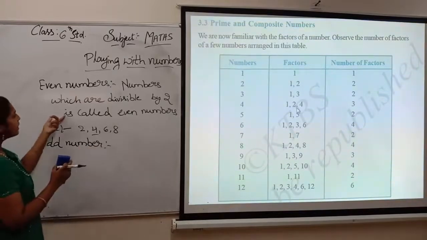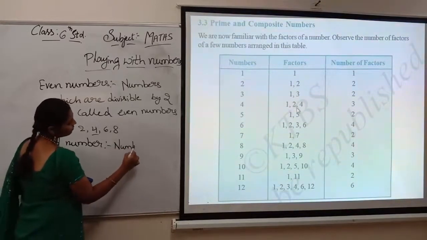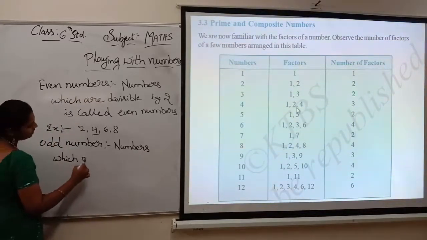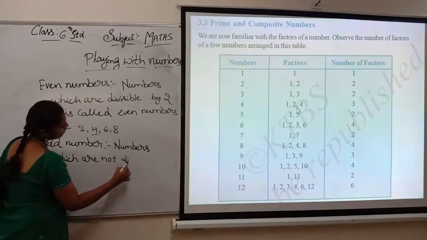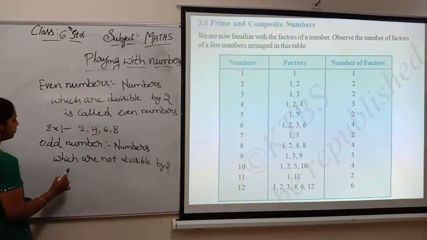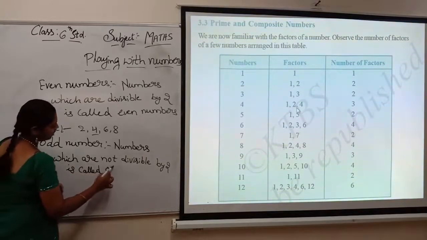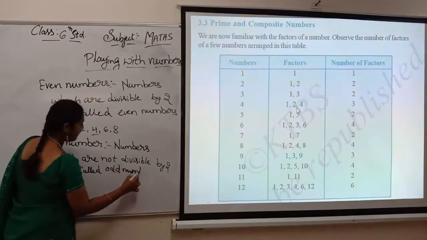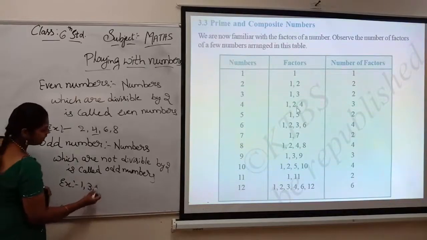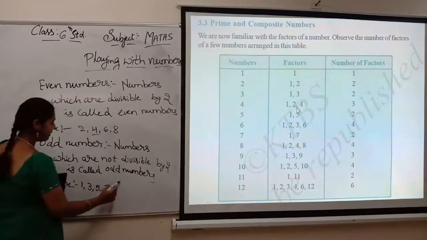For this it is the opposite: numbers which are not divisible by 2 are called odd numbers. Examples: 1, 3, 5, 7. Okay, we will check here.